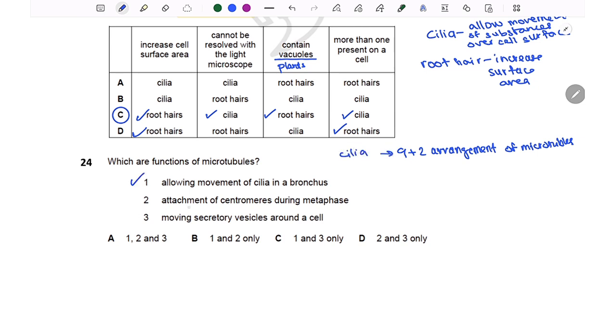This is correct. Attachment of centromeres during metaphase, that is also with microtubules, because remember in metaphase you have it aligned at the center and you have spindle fibers and microtubules involved. Moving secretory vesicles around the cell, that is going to also play a role here because it forms the cytoskeleton. Remember, cytoskeleton is formed with microtubules, so it's all 3, A.